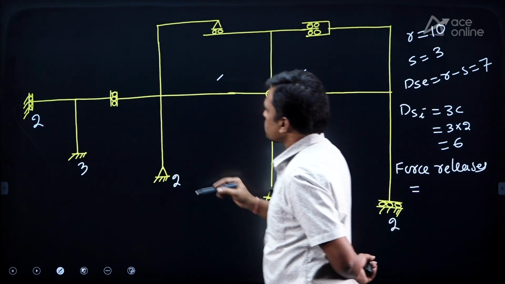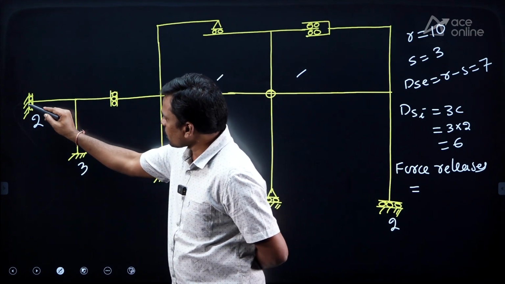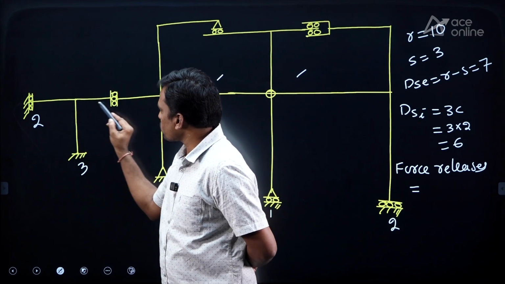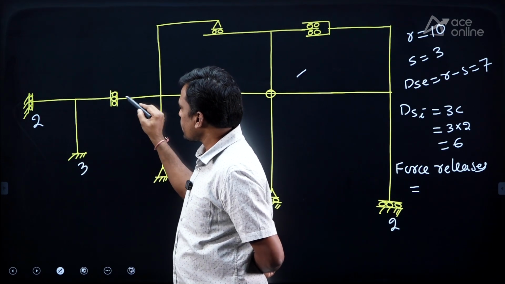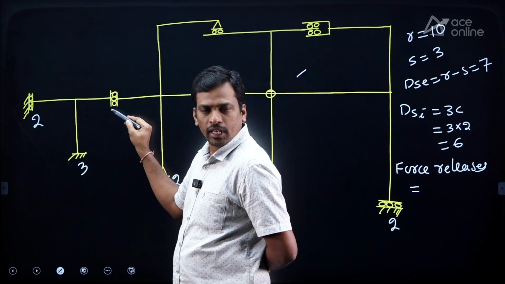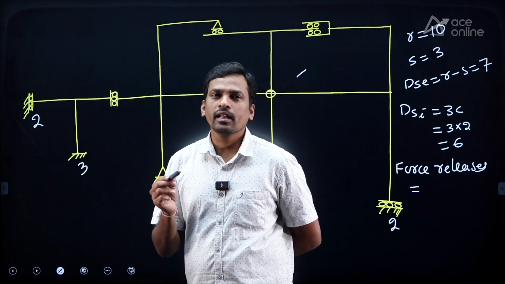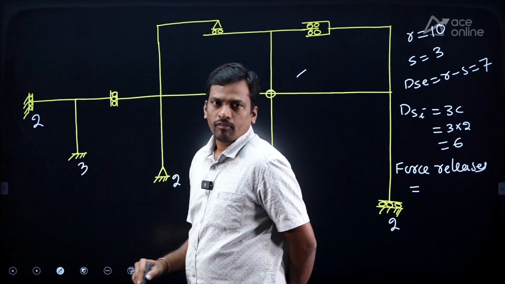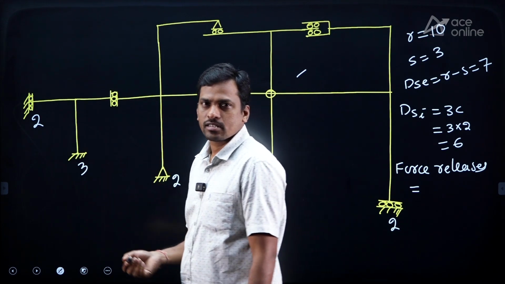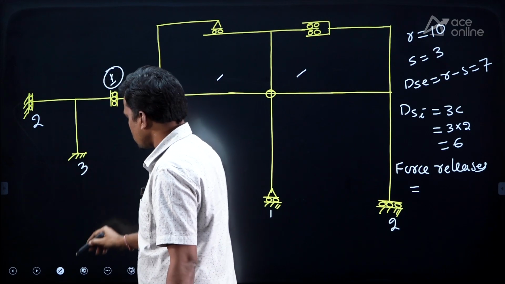So students, this is not the support. But this is support. Both are looking the same. Most students will think this is support. This is not the support. So this is in between the members, right? If it is in between the members, then it is nothing but an internal hinge only. Now this is the shear hinge. For shear hinge, how many force releases? Only one force release.